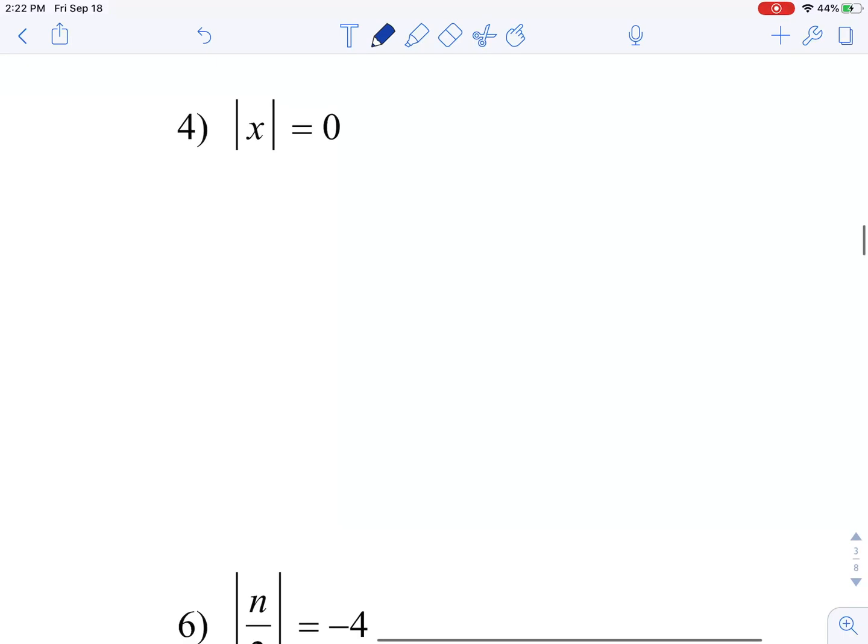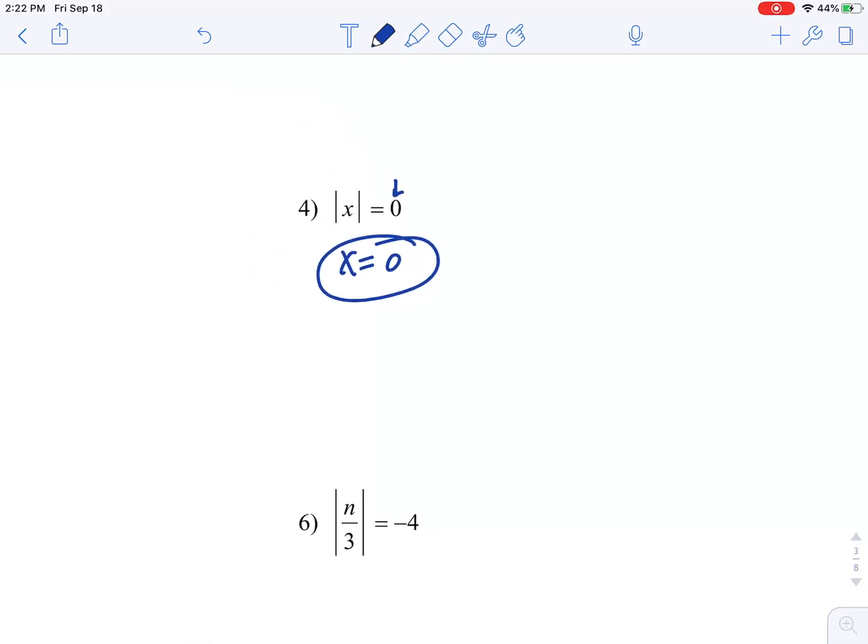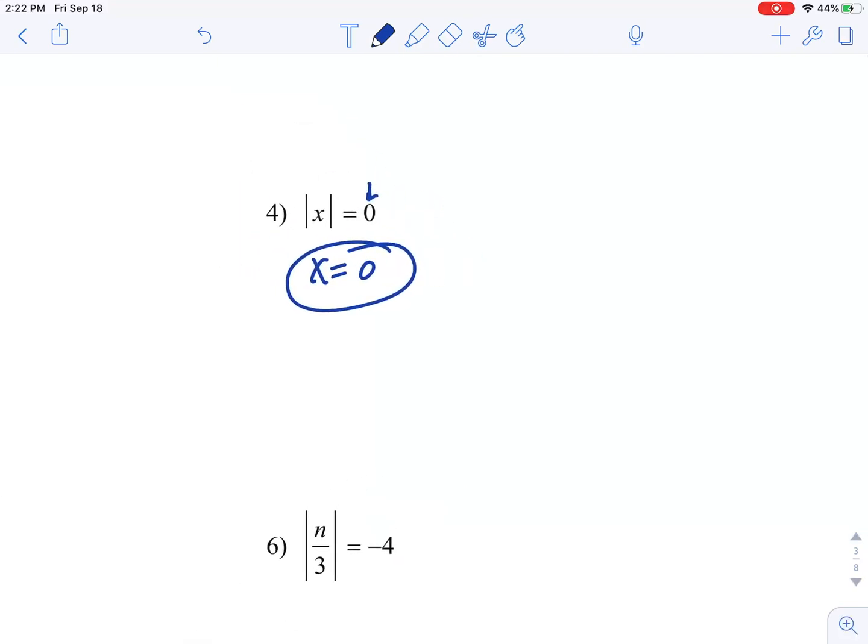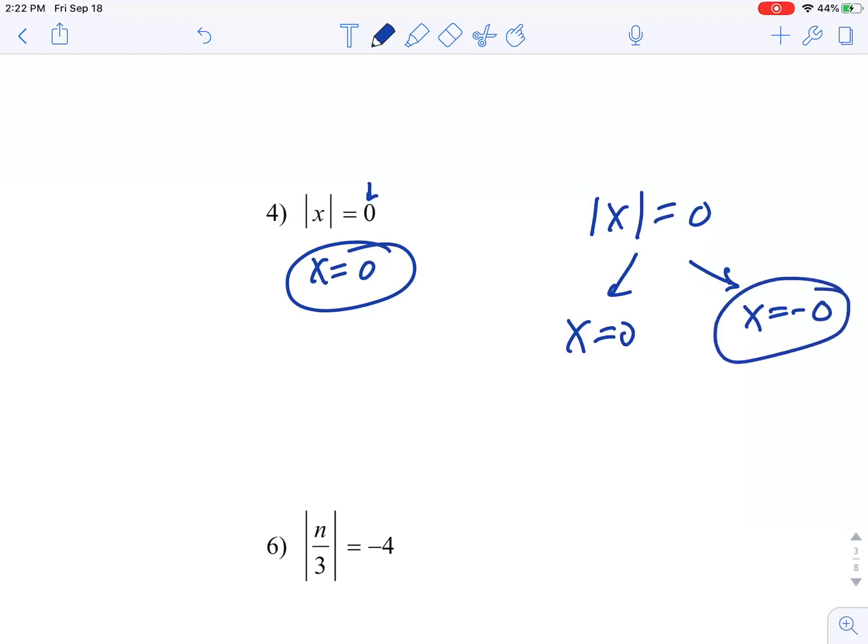Let's look at number 4. Absolute value of x equals 0. Again, what I said before, you set this equal to 0 and solve it, again with the air quotes. I say that because there's nothing to solve. X equals 0 is the answer. If you tried to do what we did yesterday and split it in two, you get x equals 0, x equals -0. Well, -0 is not a thing. It doesn't really make sense. There's just one solution, x equals 0.